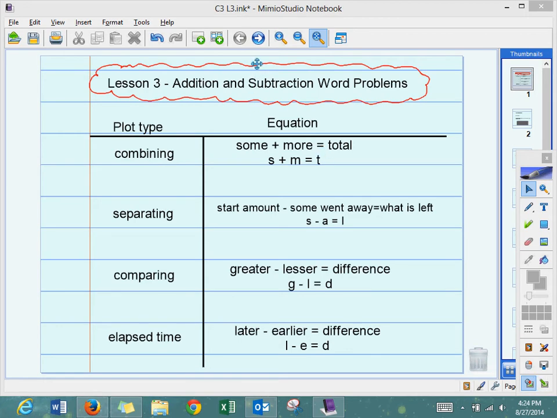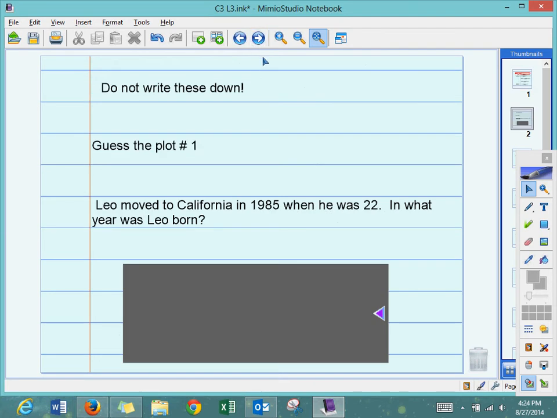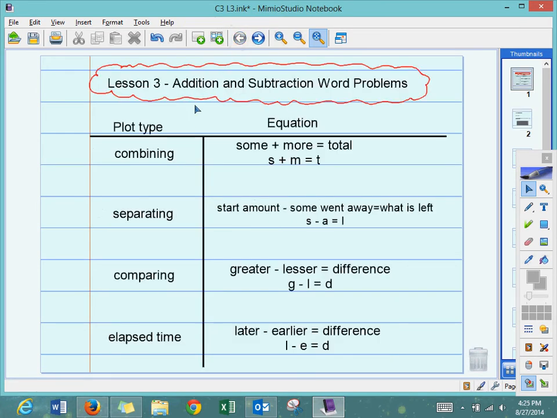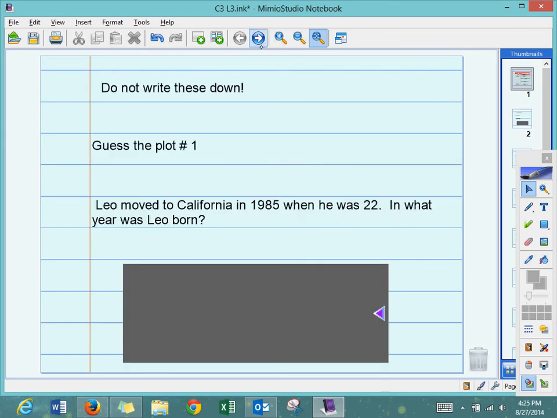Okay, again, I'm going to turn the page. Notice what this says right here. Do not write these down. You don't need to write these down. These are just examples. We're going to guess the plot. Okay, so you have those 4 plot types. Remember, you have combining, separating, comparing, or elapsed time. And so one of those 4 is going to be the answer to this problem. And then if you can write the equation, that would be great.